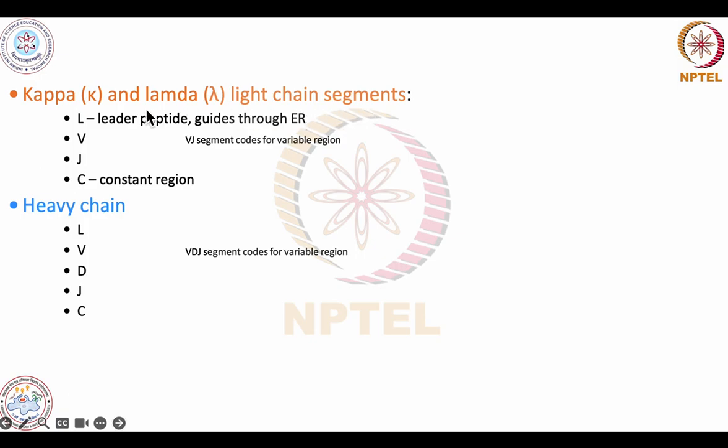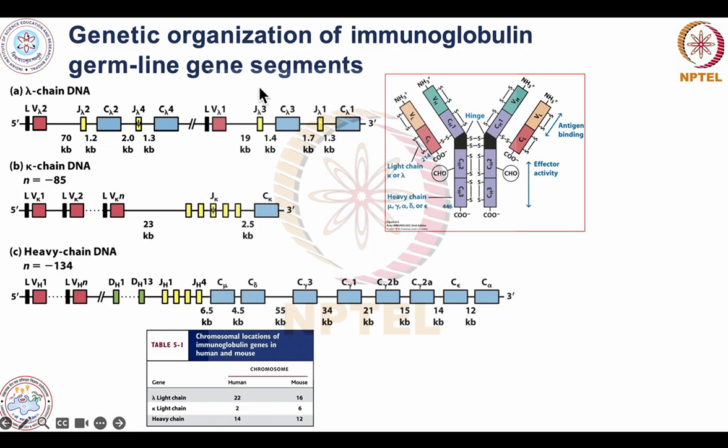For kappa and lambda light chain segments, L is the leader peptide that guides through, then V, J and C, where C is the constant region. The VJ segment codes for the variable region. For the heavy chain there are L, V, D, J, C, and the VDJ segment codes for the variable region. So this is the genetic organization of immunoglobulin germline gene segments: lambda chain DNA, kappa chain DNA, heavy chain DNA. There are different chains with different gene segments, and these get rearranged and then form the different isotypes or subtypes.